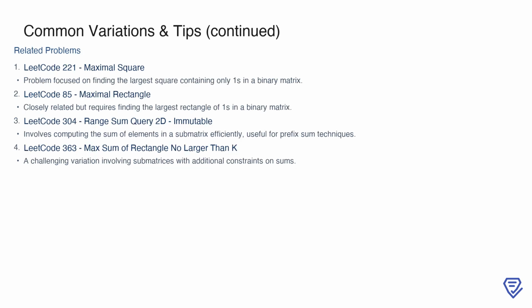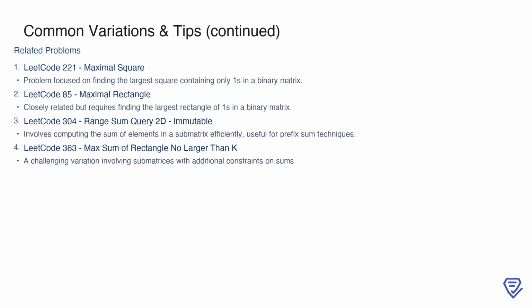If you want to deepen your understanding of this problem, studying related problems can be incredibly helpful. For example, LeetCode 221, Maximal Square, focuses on finding the largest square of ones in a binary matrix. This problem is highly similar and also relies heavily on dynamic programming techniques. Another related problem is LeetCode 85, Maximal Rectangle, which is slightly more complex because it requires finding the largest rectangle of ones rather than a square.